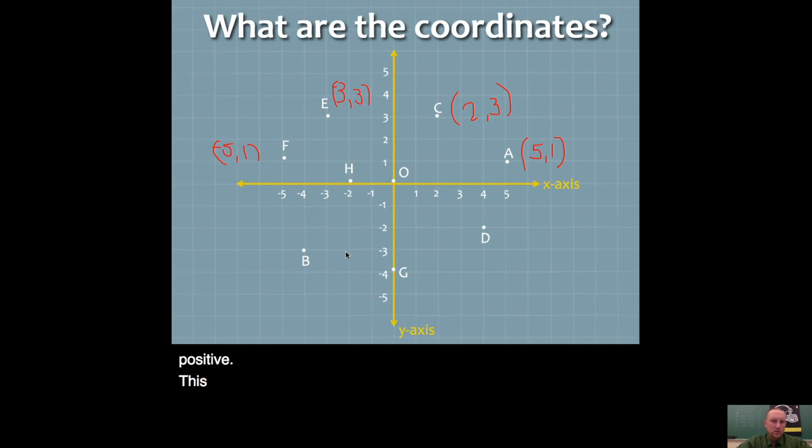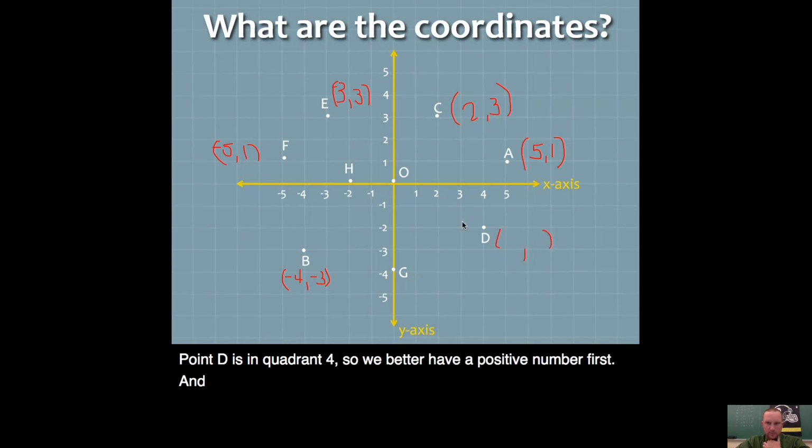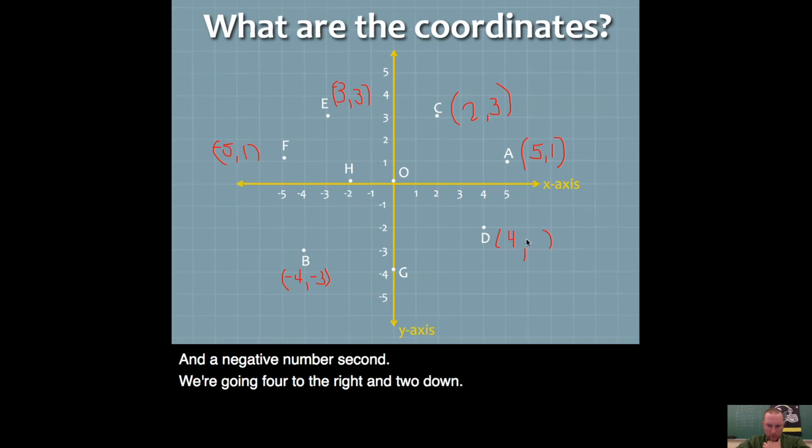This is quadrant 3. Both better be negative in quadrant 3. We're moving left 4 and down 3. That's where point B lives. Point D is in quadrant 4, so we better have a positive number first and a negative number second. We're going 4 to the right and 2 down. Those are all of the ordered pairs that are in quadrants.